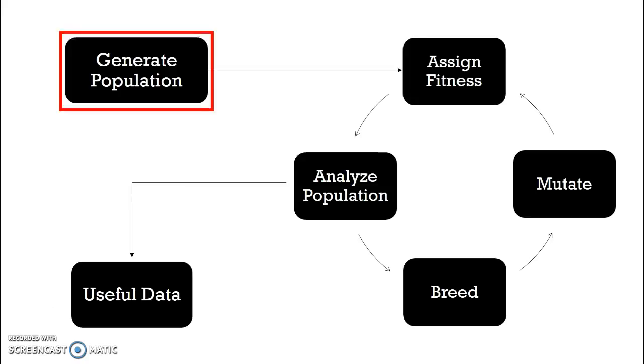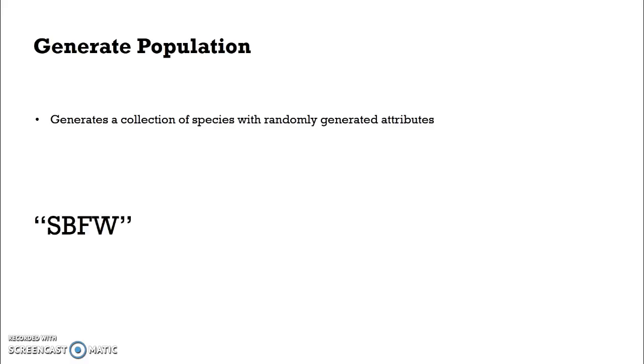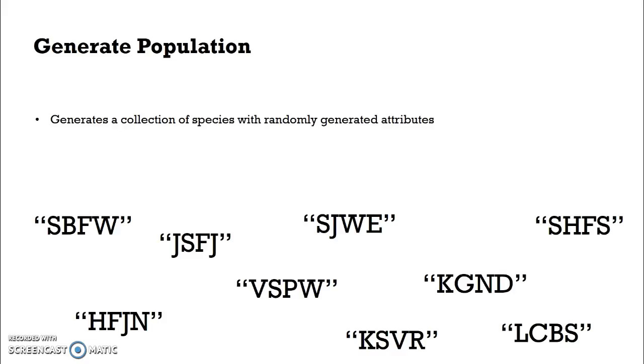Now, let us go more in depth to generating the population. Now, to generate the population, it's fairly simple. You generate a collection of species with randomly generated attributes. Now, this is important because the randomly generated attributes give it a better chance to test out multiple possible solutions for optimization and eventually find the best one that is made there. So, for example, you could get randomly generated words with different characters in them.